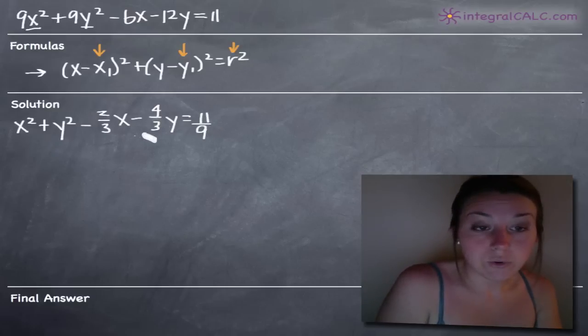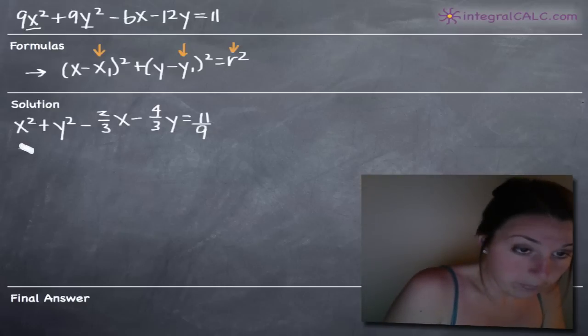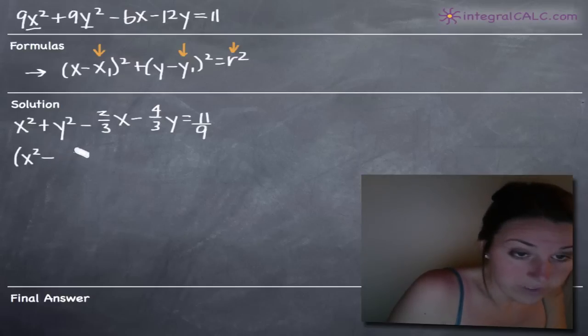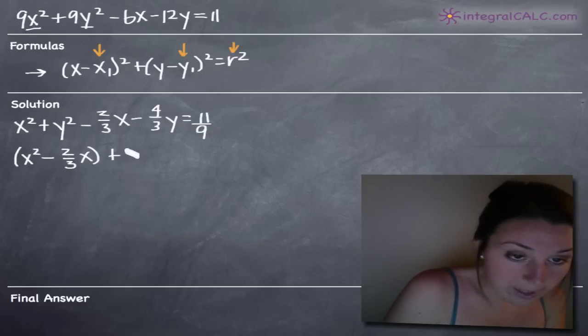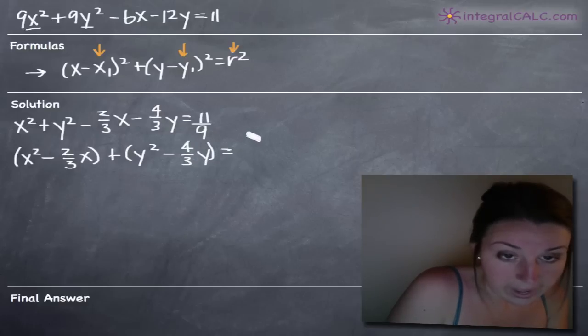Then we need to group our x terms and our y terms together. We're not going to perform any operations, we're just going to reorder the terms so that the x's and y's are grouped together. So we'll say x squared minus 2/3 x, and we'll put that in parentheses to distinguish that it's its own group. And then we'll add to that the y group, which will be y squared minus 4/3 y. And of course that's equal to 11 ninths.